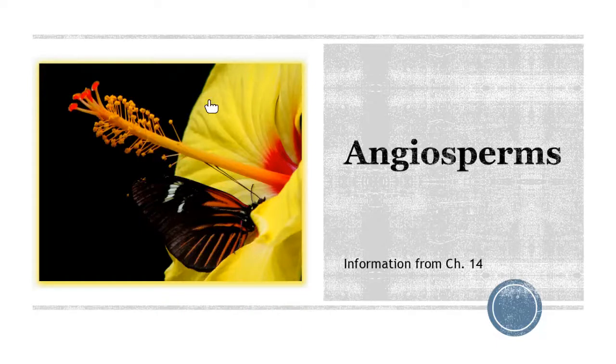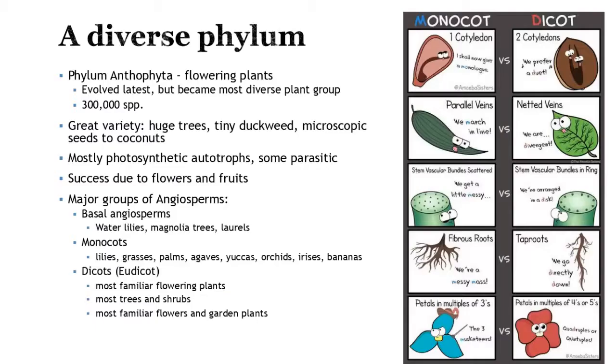All right, so moving on to the last part where we're going to talk about the angiosperms. Now, this is probably the one you're most familiar with, and you'll probably find the most examples, and I think it is the one you have to find the most examples on your scavenger hunt. Now, this is a very diverse phylum. Anthophyta are the flowering plants.